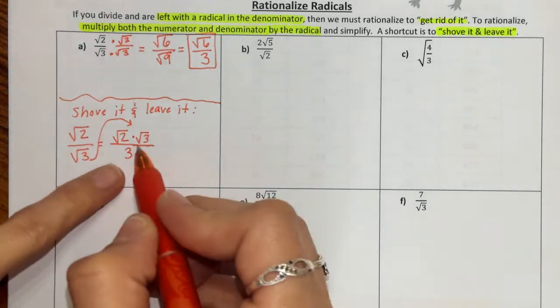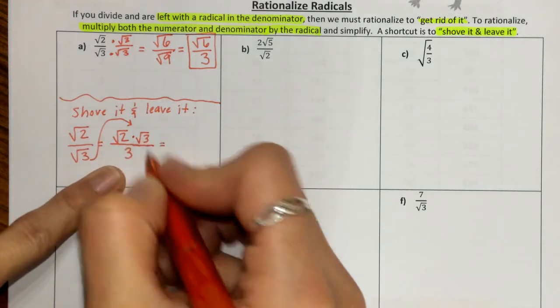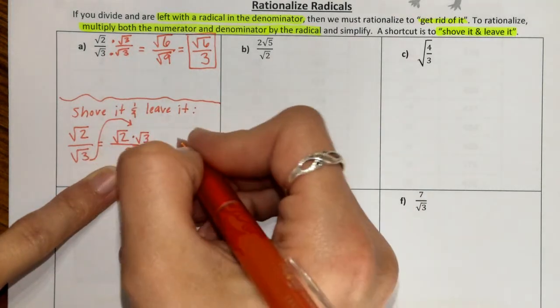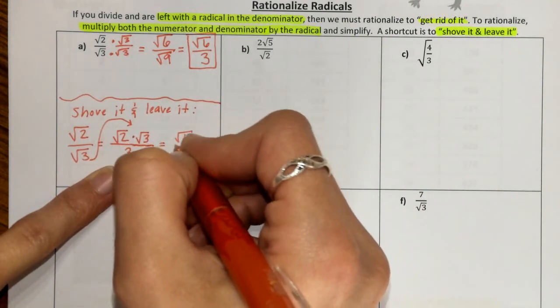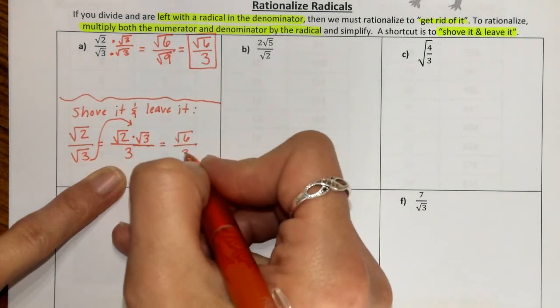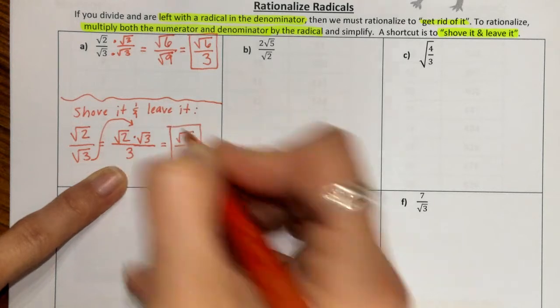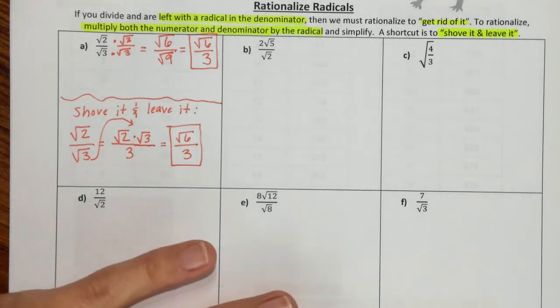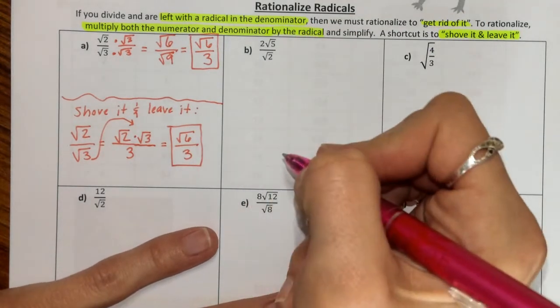So then all we have to do on the top is just multiply those two, which is exactly what we did up here, isn't it? So we multiply those two, we get the square root of 6, and then we just ended up with the square root of 9 that turned into 3, and it's just a lot easier. It's 2 steps, done. I really, really like the shove it and leave it part of this. Next, do this next problem, okay?